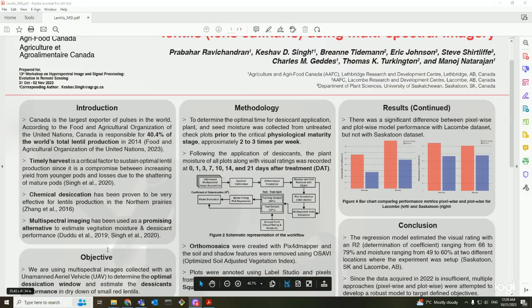Timely harvest is a critical factor. The farmers have to try to compromise between the yield from the younger parts and minimizing the loss due to shattering of the mature parts at the bottom of the plant. Chemical desiccation has been a proven technique, and it has been widely adopted in the northern prairies.